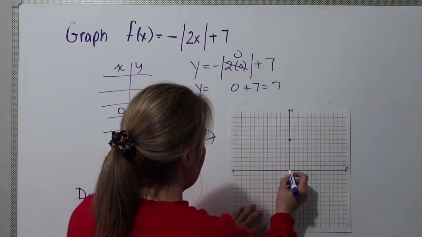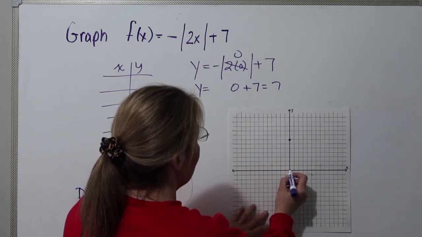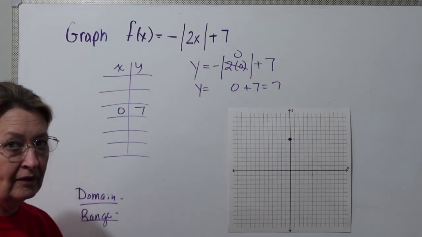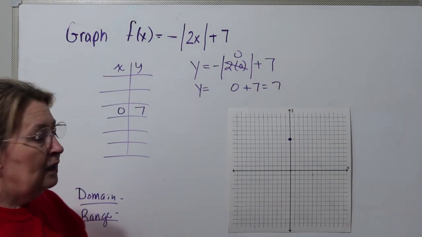So let's come over here and plot this vertex point. You're going to go 0 to the right or left, and up 7. And that's going to be a dot right there. Now that was the hard one.